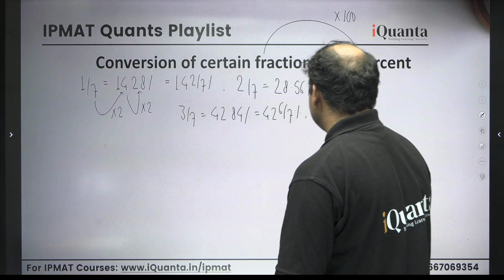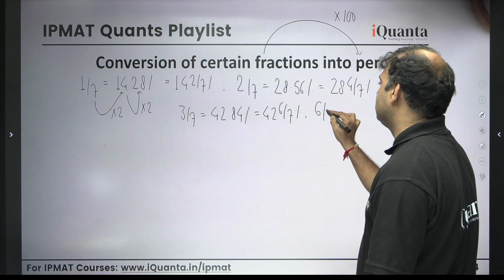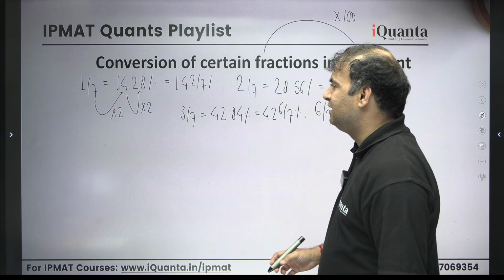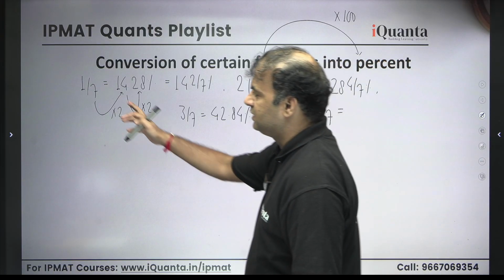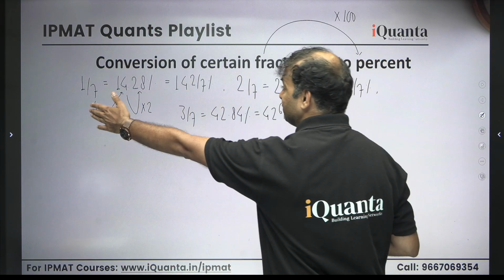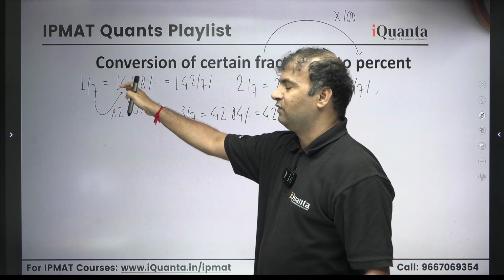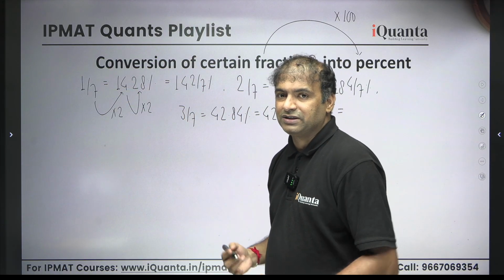All right, let me tell you about 6 by 7 only, right? Because 6 by 7 is something which can be tricky for some of the students, right? Usually students do what? They say that 6 by 7 is 6 times of 1 by 7. They try to multiply 6 times the right side as well, 14.28 into 6, but that will be slightly calculative.